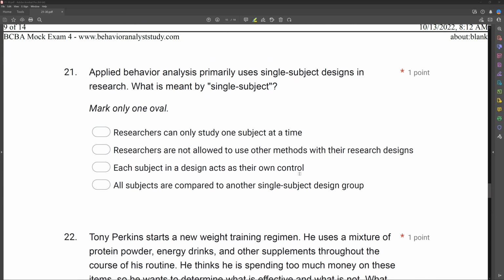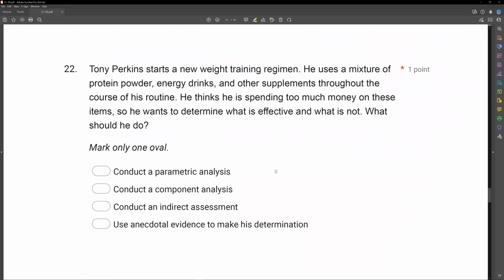C, each subject in a design acts as their own control. Yes, this is what we're talking about. Each subject is going to act as their own control, meaning we're going to compare their baseline to their changes. As they're acting as their own control, it's considered a single subject design. And then D, all subjects are compared to another single subject design group. No, we're going to look at each subject in a vacuum and compare it to their own, just like they're their own control. So what we mean by single subject is each subject in a design acts as their own control.